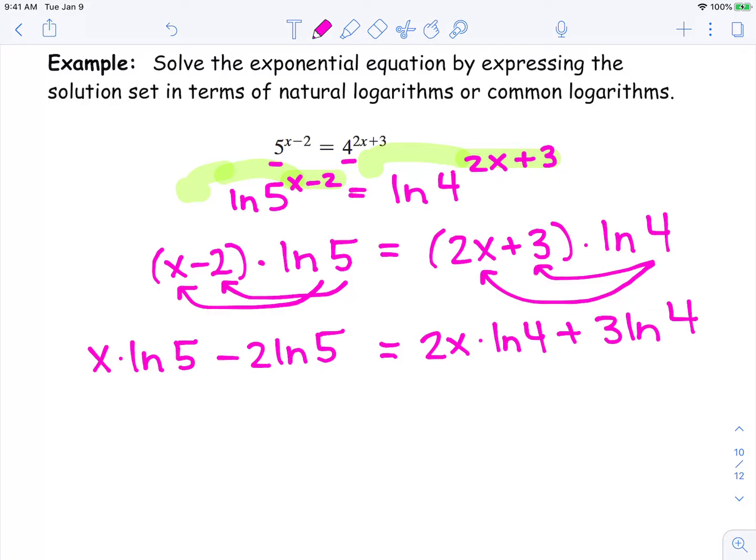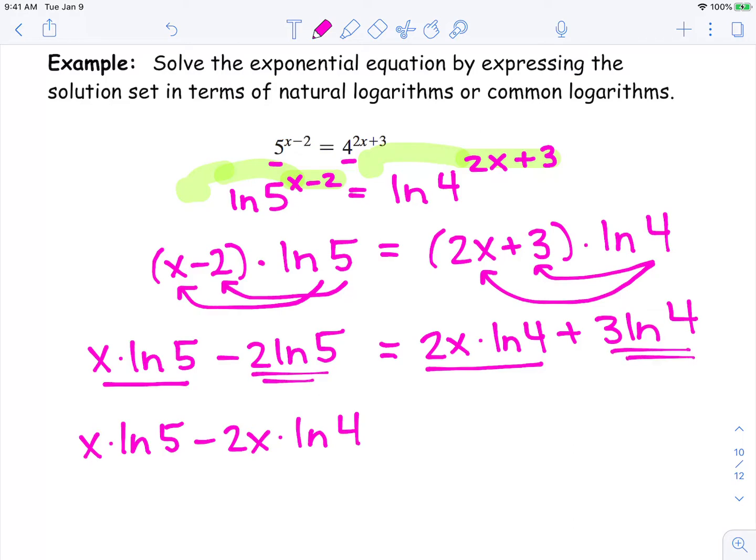Now we're going to go ahead and move like terms together. So this term and that term are alike. They both have the x term. So I'm going to bring them to stay on the left side. Then this term and this term are both constants, so I'm going to move those to the right. So I'm going to add 2 natural log of 5 plus 3 natural log of 4.